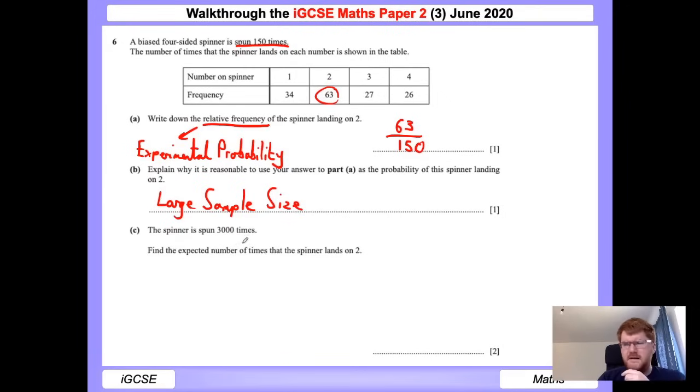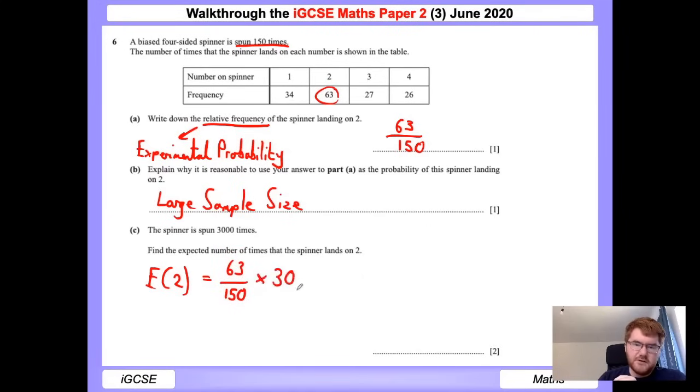Okay, and at this point, we've got the spinner is then spun 3,000 times. That's quite many spins. I wouldn't recommend this at home. And then find the expected number of times that the spinner lands on 2. So expected 2, use this notation a lot at IB. The way we do this is we take our previous probability, so 63 over 150, and then we multiply it by the number of times that we spin.